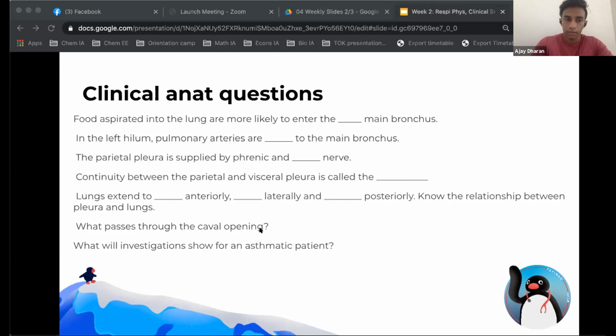So then last question of the day: what will investigations show for an asthmatic patient? What's one key thing that we've been talking about in terms of your ratio? Is it going to be increased, the same, or decreased? Good. So you just need to know that you'll have a decreased VQ ratio. And that's basically all the questions I have for today.